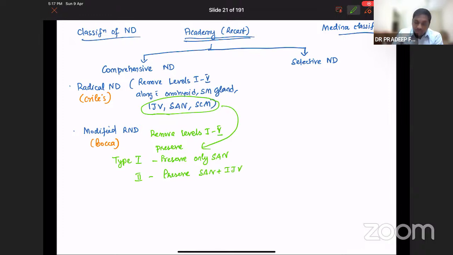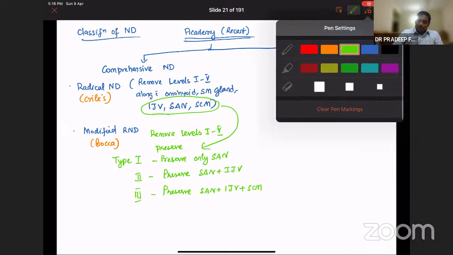It quite varies between the books. In some books, it mentions sternocleidomastoid. Nowadays, they are advising that for MRND, you write it in parentheses, like preservation of spinal accessory nerve and IJV, not based on the types. But for exam purpose, this is the right one. Type 3 is you preserve spinal accessory nerve plus IJV plus sternocleidomastoid. This is MRND type 3.